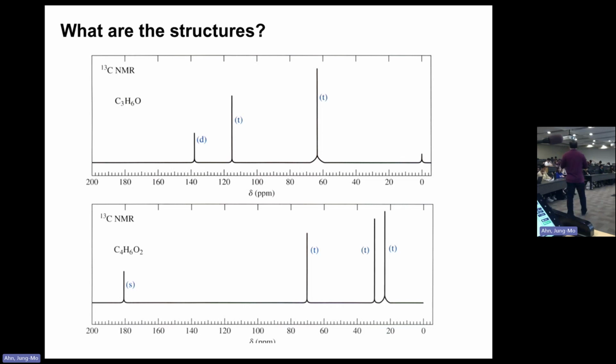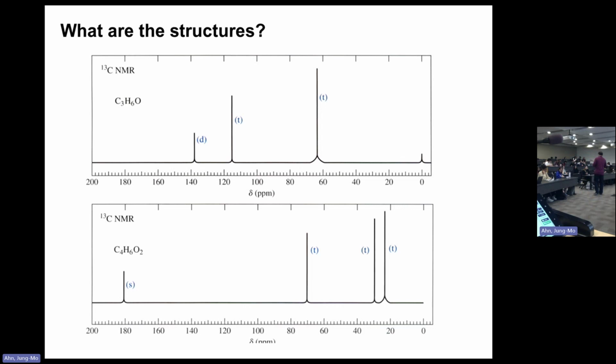But when you allow the splitting to happen, then this is going to turn into a doublet, that's going to turn into a triplet, and that's going to be a triplet. So that's the information useful for us to figure out how many hydrogens that particular carbon may have. This is a doublet because we expect that this carbon has just 1 hydrogen, right? So that's why it could turn into a doublet. And then that being a triplet means that this particular carbon should have 2 hydrogens attached to it, and same thing for the other one.